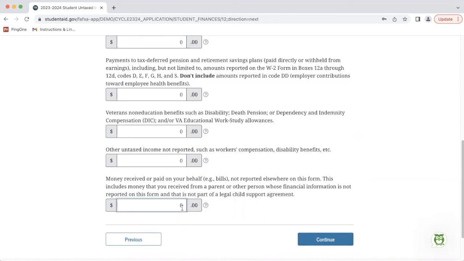So let's just say, for sake of argument, that the student's grandparents are paying for their cell phone bill each month. And we'll say it's $50 per month. So what we would do is we would put in the total year amount. So $50 a month times 12 months would be $600.